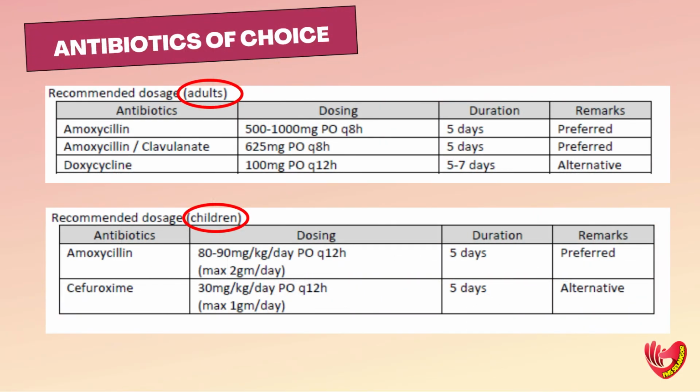The antibiotic of choice for rhinosinusitis: for adults, the preferred antibiotic is amoxicillin or Augmentin for 5 days. Doxycycline is the alternative choice. For children, the preferred antibiotic is amoxicillin and the alternative is cefuroxime. Antibiotics should not be used routinely in chronic rhinosinusitis.